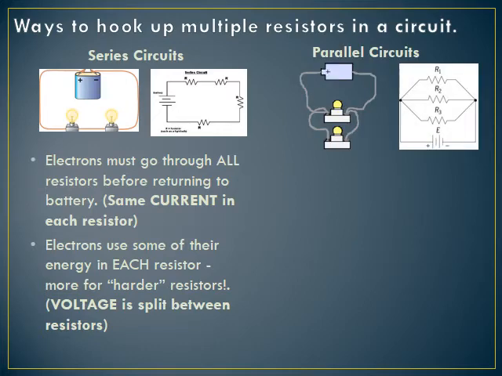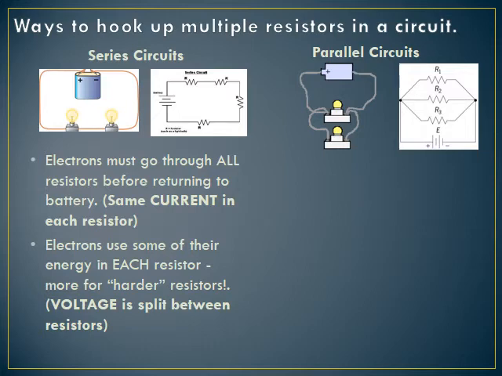The other kind of circuit is known as a parallel circuit, and if you look at those drawings, you'll see how this circuit is different. Instead of the electrons being forced to go through both of the bulbs in the circuit, the electrons actually have a choice. They can either go through the top bulb and go straight back to the battery, or they could go through the bottom bulb and go straight back to the battery.